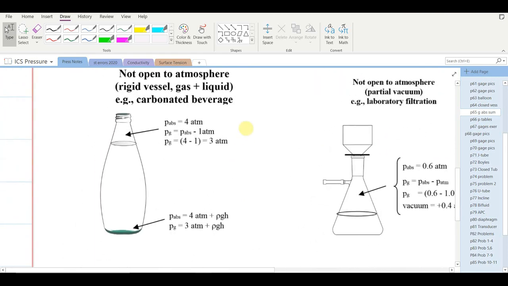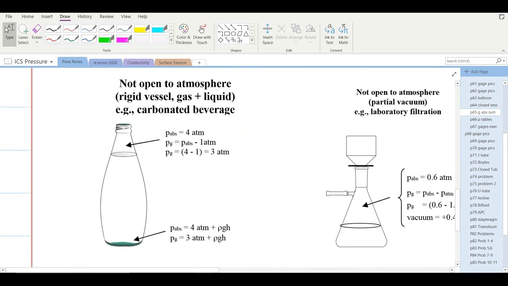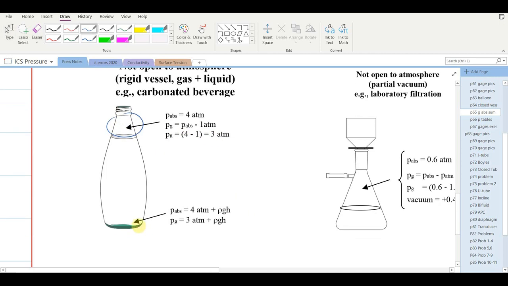Here's a bottle of carbonated beverages. Carbonated beverages are pressurized to 4 atmospheres absolute, roughly, which means it's about 3 atmospheres gauge pressure in the vapor space here. Then the pressure at the bottom of the tank would be the sum of the vapor pressure plus whatever the pressure of the fluid is, rho GH.